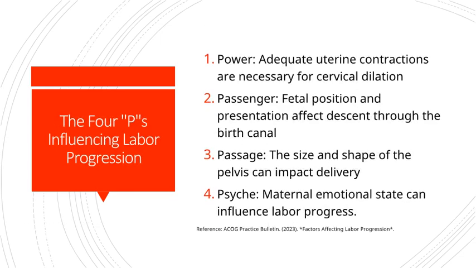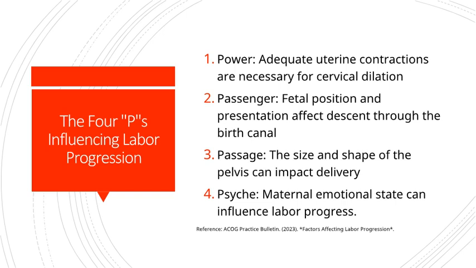Once the patient is admitted in active labor, monitoring of labor progress begins. The normal progress of labor can be affected by both maternal and fetal factors. One way to think of these critical factors is the 4 Ps. Consider these 4 factors if trying to determine why a patient's labor is not progressing. The 4 Ps include power, passenger, passage, and psyche.